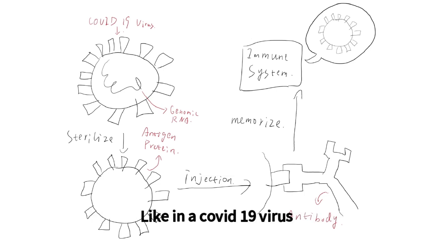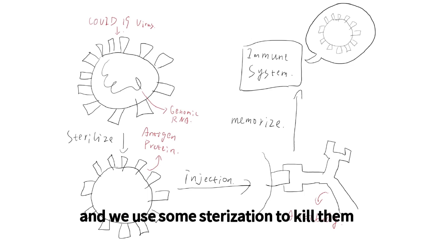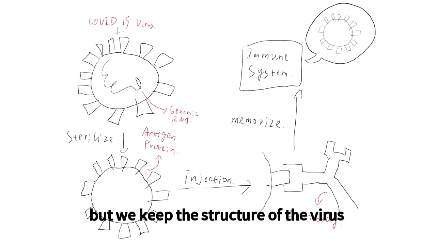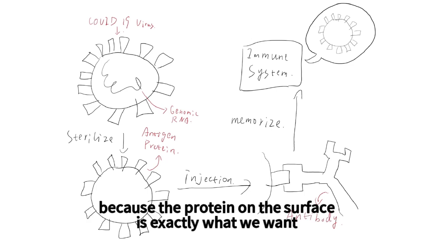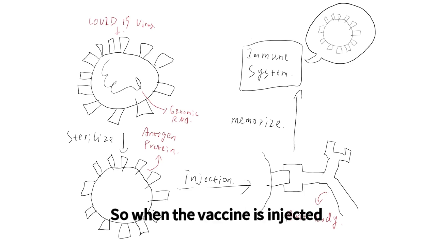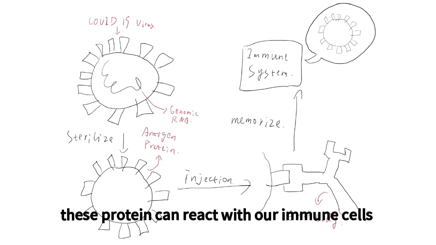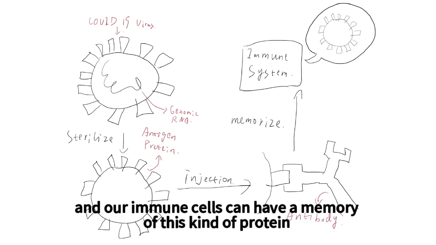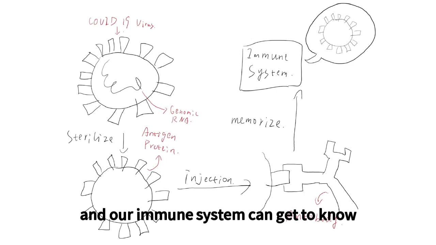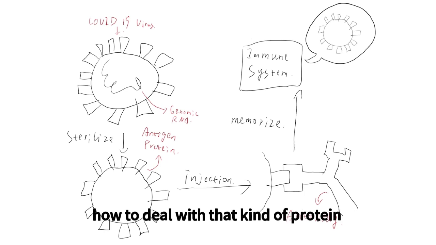Like in the COVID-19 virus, we have genomic RNA. It is bioactive, so we don't want that, and we use some sterilization to kill them. But we keep the structure of the virus because the protein on the surface is exactly what we want. So when the vaccine is injected, this protein can react with our immune cells, and our immune cells can have a memory of this kind of protein. And our immune system can get to know how to deal with that kind of protein.